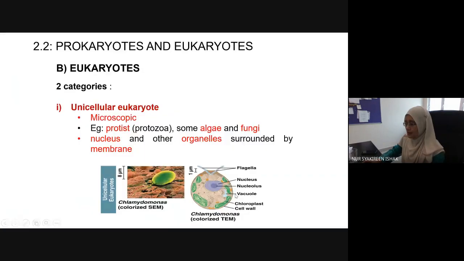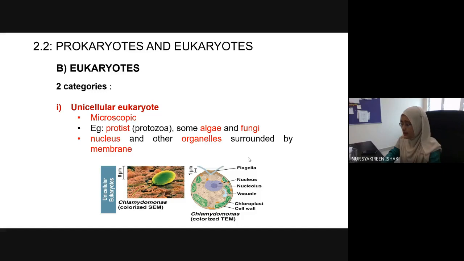Okay. And then two types of eukaryotes: you have unicellular eukaryotes and multicellular eukaryotes. Because unicellular organisms are small in size, they are microscopic. You can only observe these organisms under the microscope. For example, you have the protists, protozoa, amoeba, paramecium, for example, some algae and fungi.